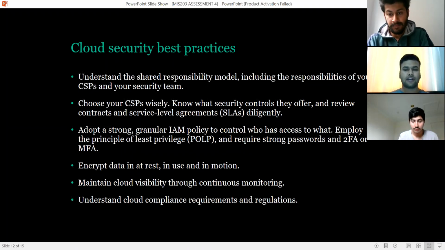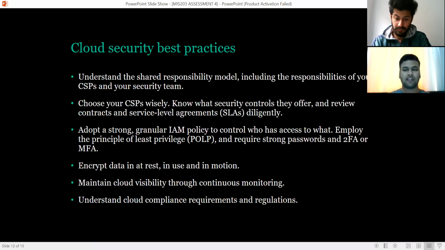Now, cloud security best practices. There are separate SaaS, PaaS, and IaaS best practices. Organizations should also adhere to a number of general cloud security best practices, including the following: understand the shared responsibility model, including the responsibilities of your CSP and your security team. Choose your CSP wisely. Know what security controls they offer, and review contracts and service level agreements, SLAs.